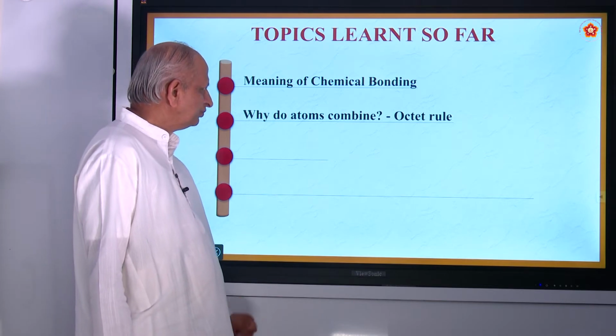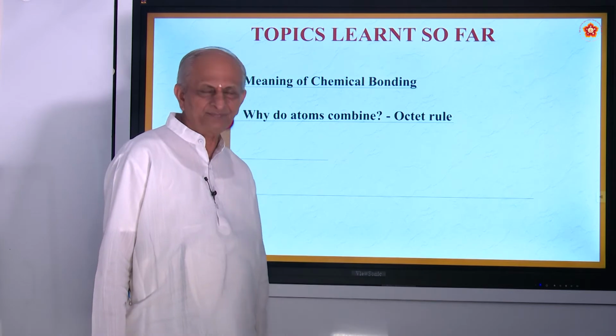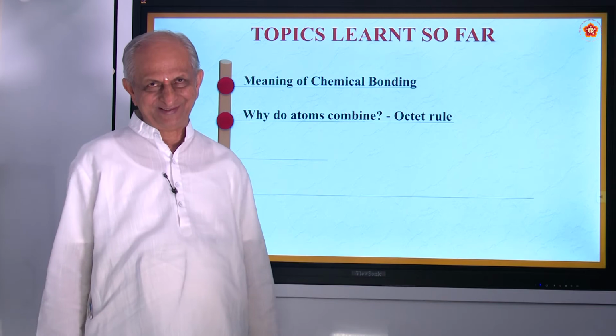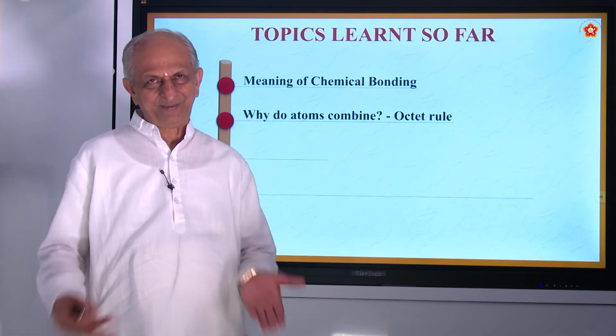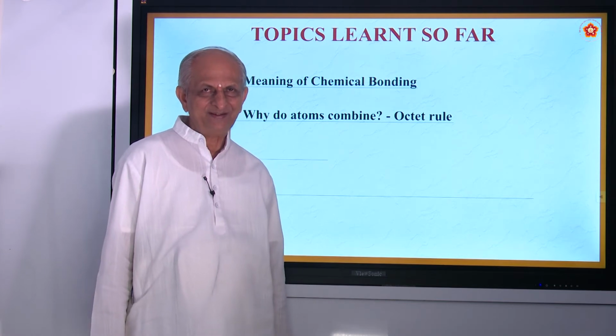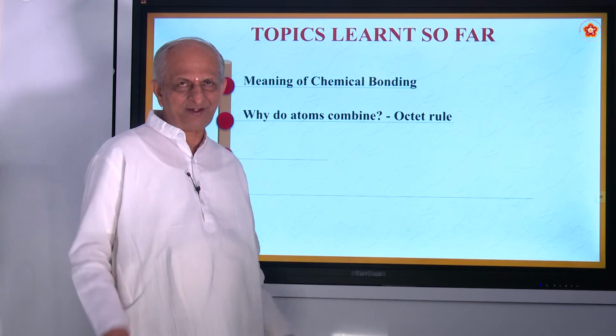And why do two atoms combine? Just to get a stable arrangement, just to become steady. How will it happen? Either by losing electrons or by gaining electrons.